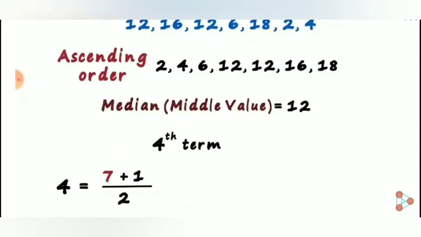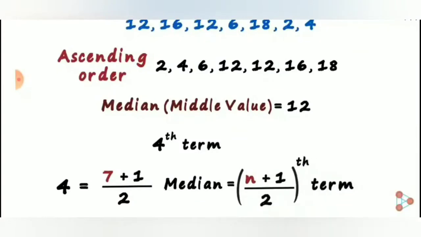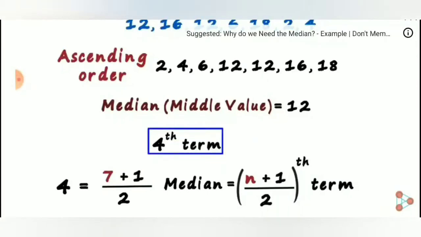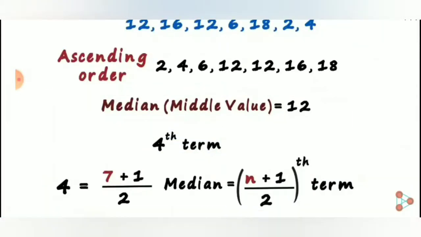We can say that the median is the (n plus 1) by 2th term. Here, n is 7, which is why we say that the 4th term is the median. Will this work for any and every set? This formula works only when the number of terms in the set is odd.